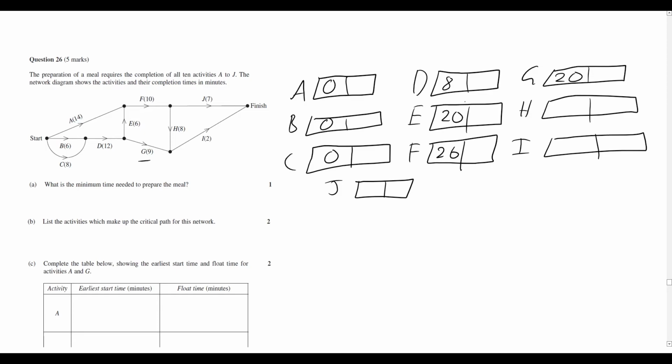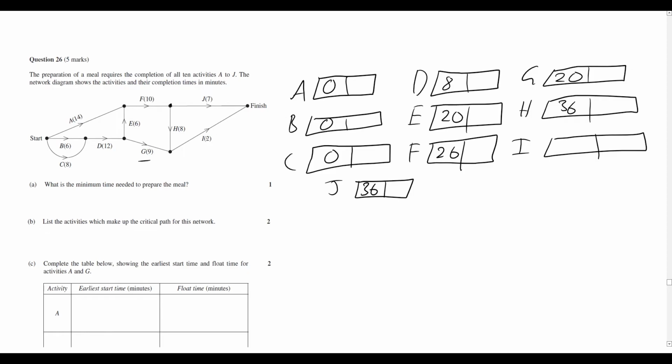Okay, so now looking at H, I, and J. Let's look at H first. So after F has been completed, reminder, F could be started on the 26th minute. It will take 10 minutes. So that means by the time we get to this vertex here, we're at the 36th minute. So that means for both J and H, our earliest start times will be 36.